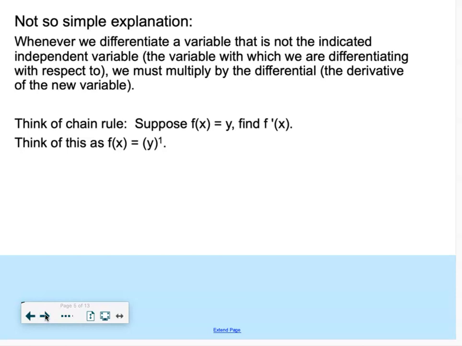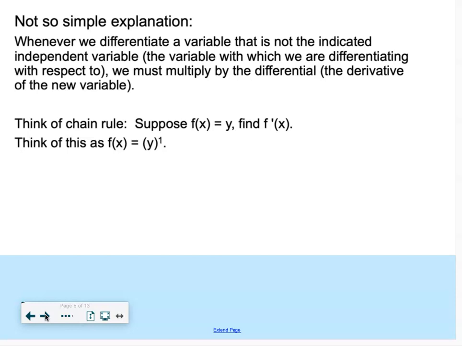This is the gist of what you need to learn today. Whenever we differentiate a variable that is not the indicated independent variable, in other words the variable with respect to which we are differentiating, we must multiply by the differential, in other words, the derivative of this new variable. So that's what you've got to learn today. Those are big words for a fairly simple concept. It's just hard to put it into words.